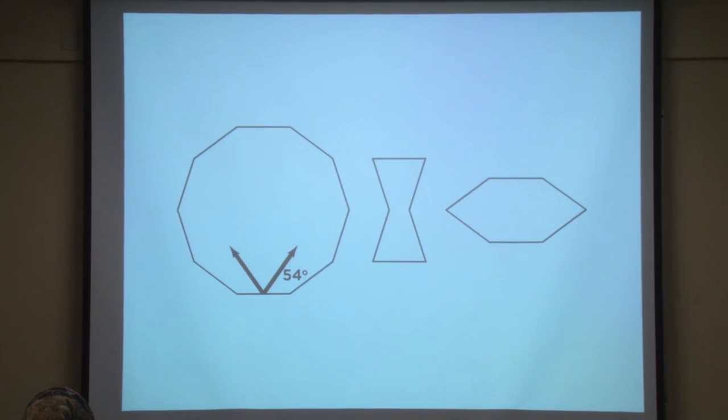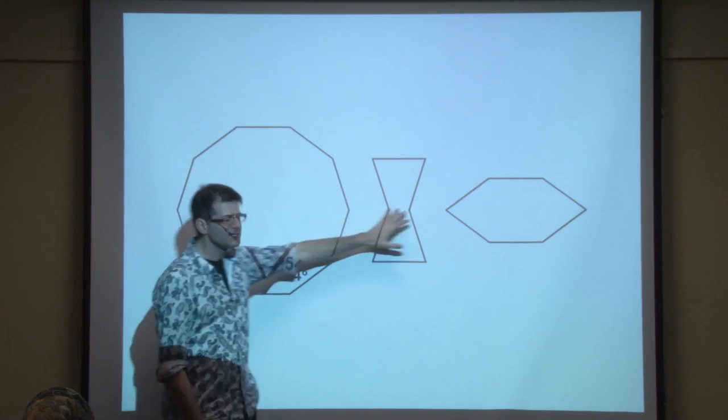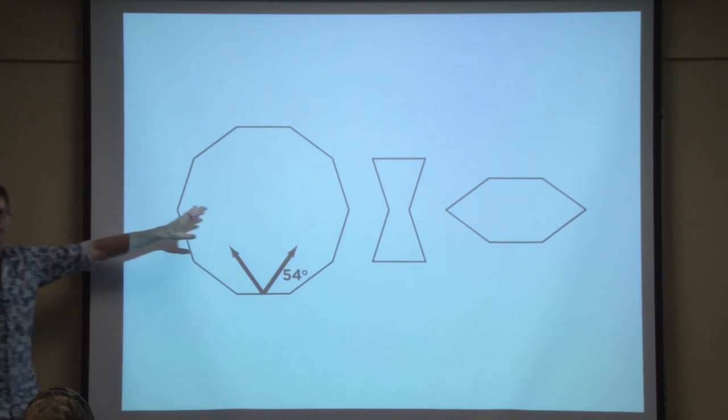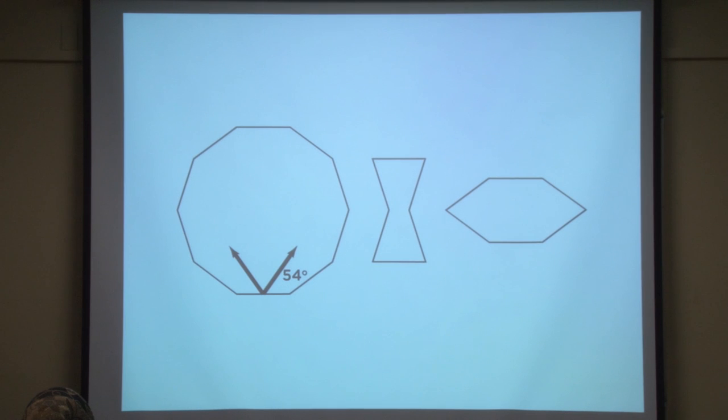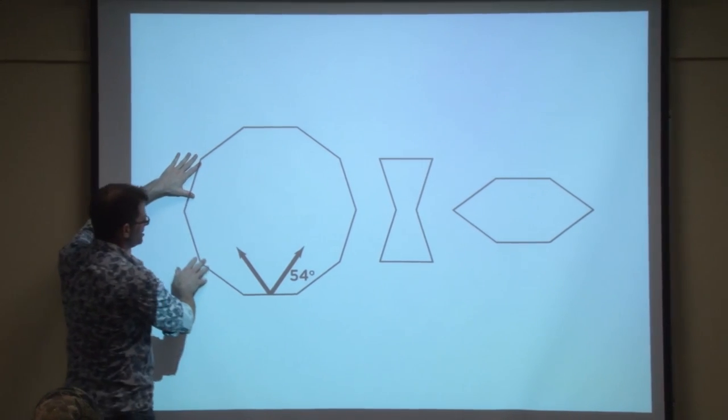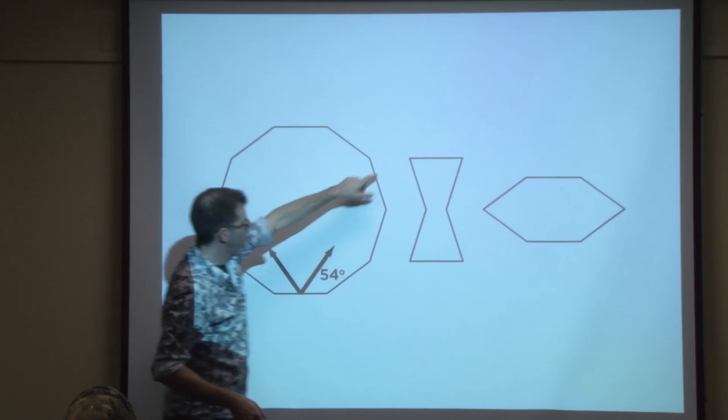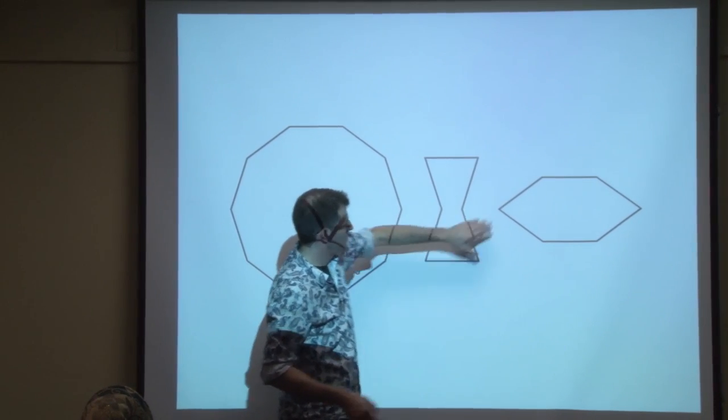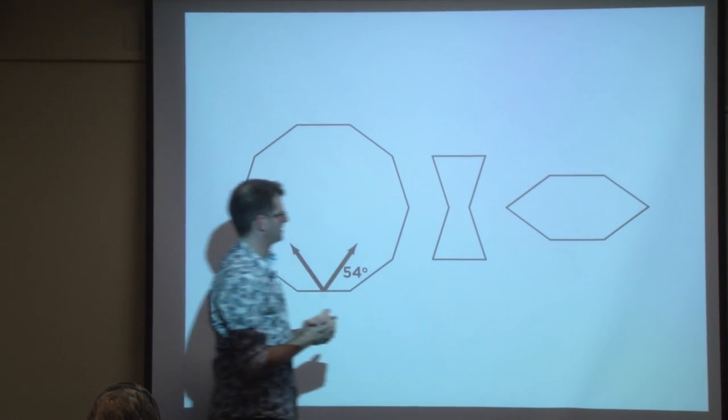So let me take these three shapes. I haven't exactly told you where I pulled these shapes out of thin air. But they exist, there they are, and I'll say a little bit more about where I get shapes like these a little bit later. So this is a regular 10-sided polygon, regular decagon, this is a kind of bow tie hexagon, and this is a more elongated convex hexagon.